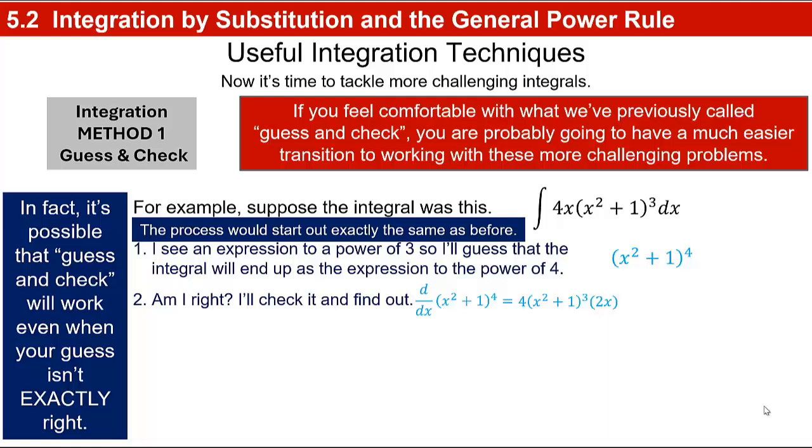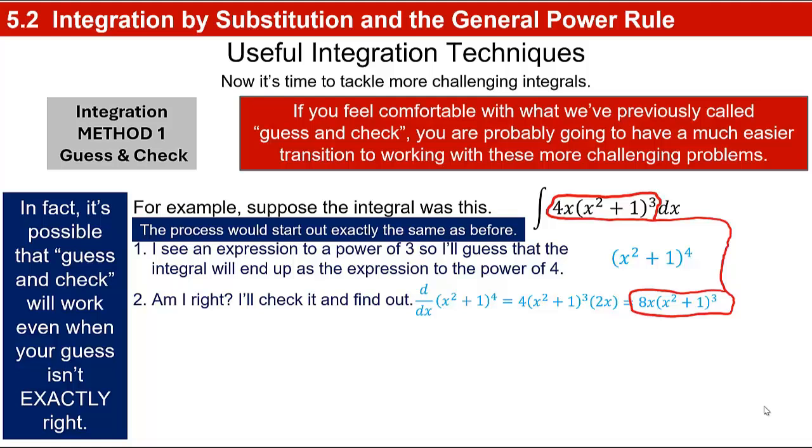The derivative would be 4 times the base raised to the 3rd power multiplied by the derivative of the base, which is 2x, and that's exactly the same calculation I just went through, and I get 8x times the quantity x squared plus 1 cubed. But this time, when I look back to see if it is an exact match, I see that it's not. I have an 8 in my derivative of my educated guess, but I only wanted a 4.